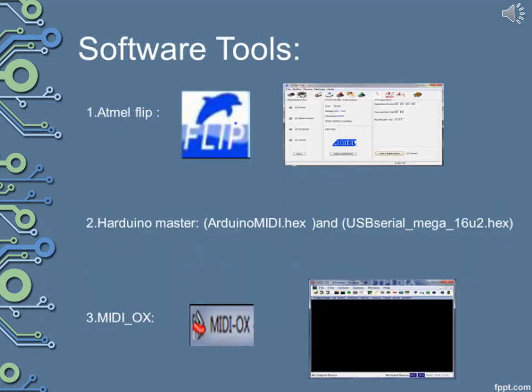Now let's talk about the software part. First, we have to choose the right software programs. Atmel FLIP, which lets us convert Arduino to a MIDI controller. Arduino Master, which contains two files that will be used in the conversion process, and those files are Arduino-MIDI.hex and Arduino-usbserial-atmega16u2.hex. Also, we install MIDI-OX, which is a great monitoring software to see if our MIDI is working or not.